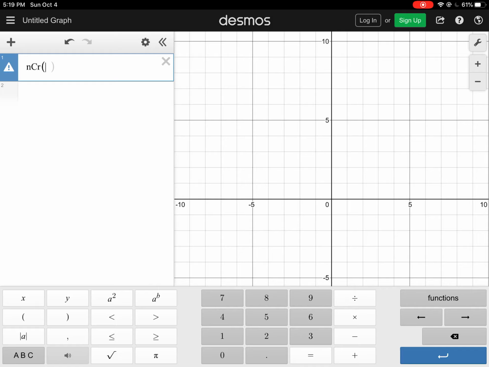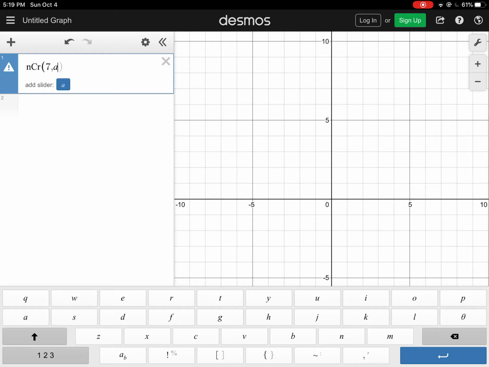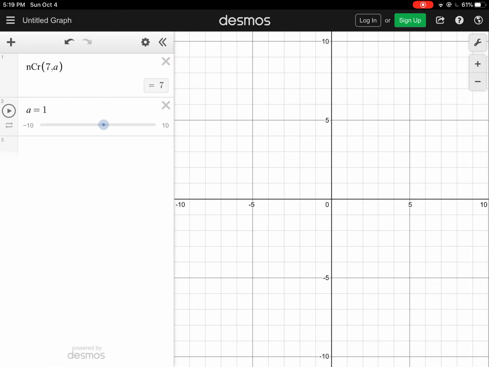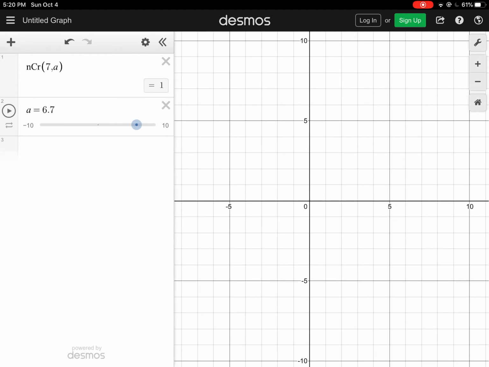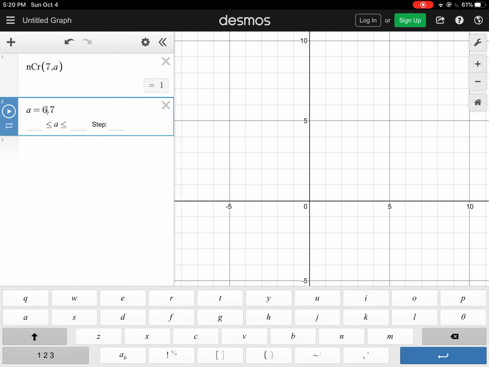And then we want the 7th row, so we're going to do 7, comma, but then instead of typing in the number 0 or 1, 2, 3, we're actually going to just type the letter a. And when we do that, we create a slider. When we create a slider in Desmos, we can let a be different values. All we have to do is slide our finger and we can see what it does. The only thing is when you're sliding it, you're getting decimals and stuff, and that doesn't make sense. So what we can do is click on what a is.